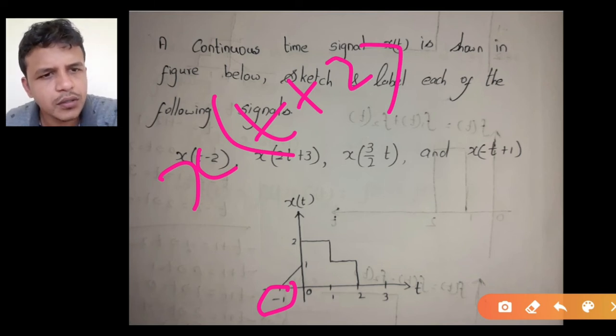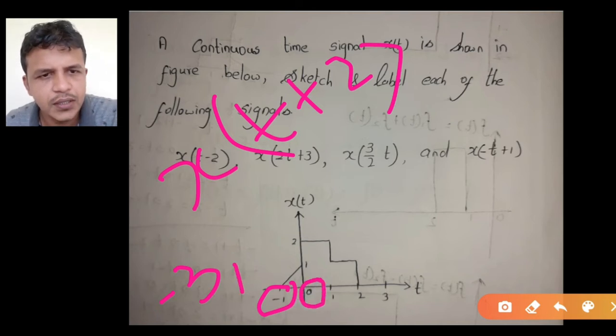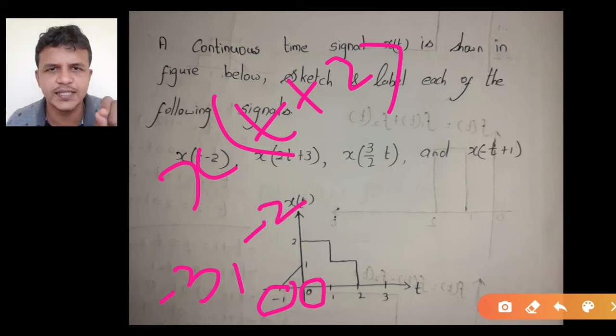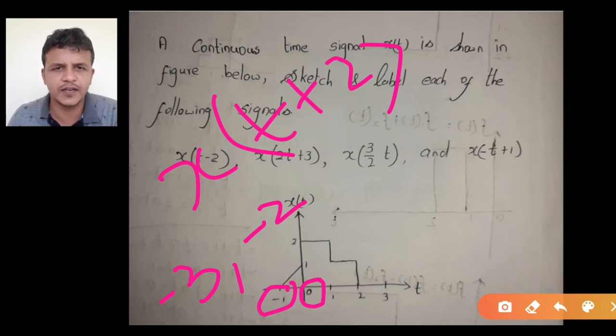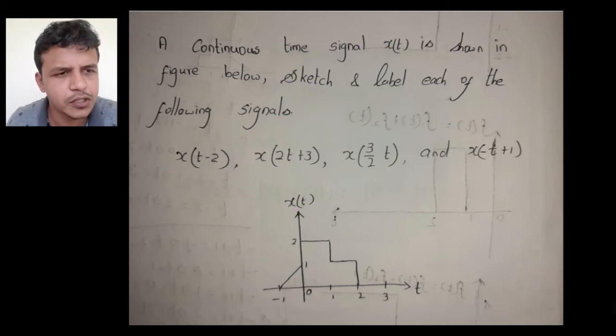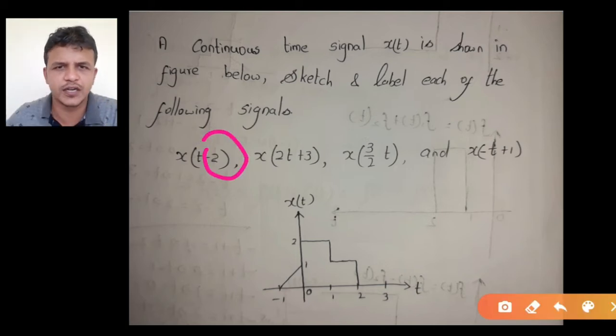The thing that is happening at t equal to minus 1 for x of t should happen at t equal to minus 3 for x of t plus 2, and the thing that is happening at t equal to 0 for x of t should happen at t equal to minus 2 for x of t plus 2. So the entire signal is shifted by 2 units towards the left hand side. Here you should not get confused that since a plus sign is there, the signal should be shifted right, or that a minus sign means left. No, it is not like that.